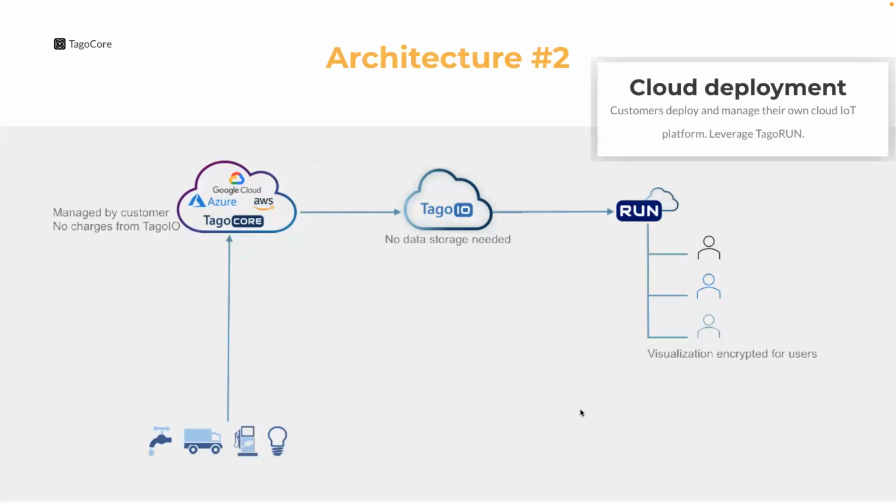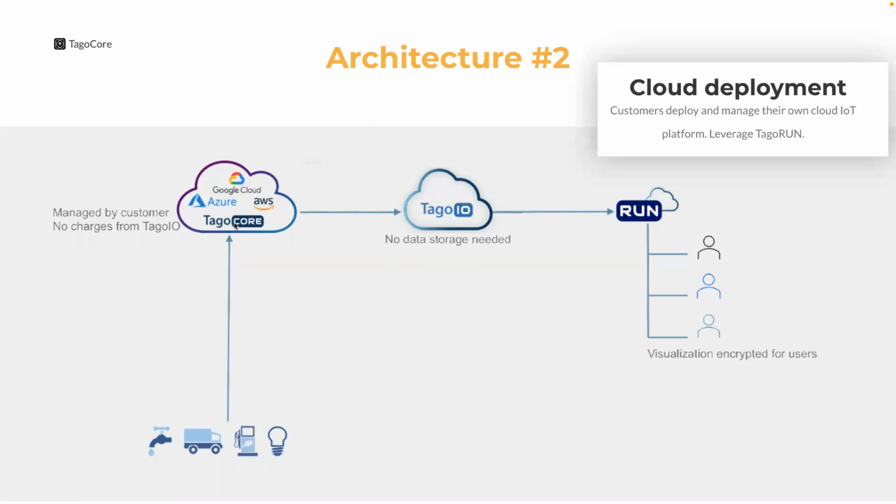And this is just an example of an architecture that you can have, which is a little bit more focused on the cloud. So your edge computing station or your edge devices actually send data to TagoCore, which is located on the cloud, on Azure, AWS, Google Cloud, whatever, really.